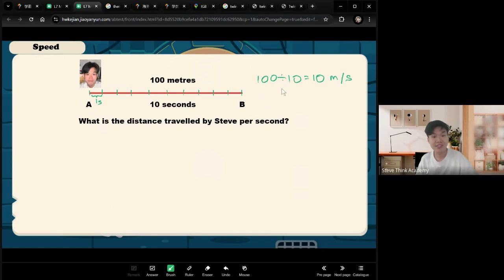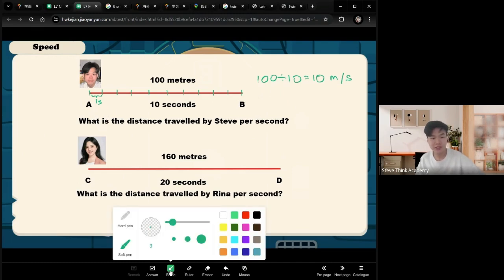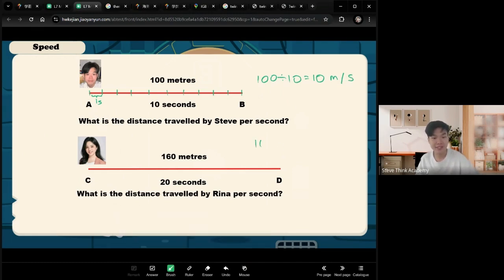We use the distance divided by the time. Next, from C to D, 160 meters in only 20 seconds. This would be our Rina. And what is the distance traveled by Rina per second? So 160 meters, we divide into 20 seconds. So therefore, distance traveled per second, 160 divided by 20 equals 8 meters per second. In 1 second, Rina can travel 8 meters.